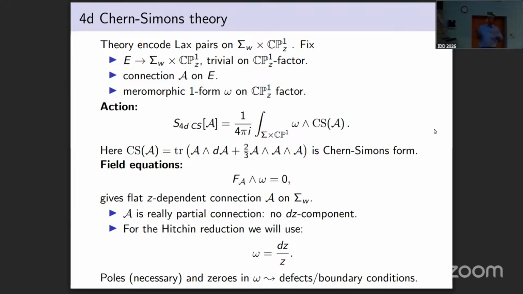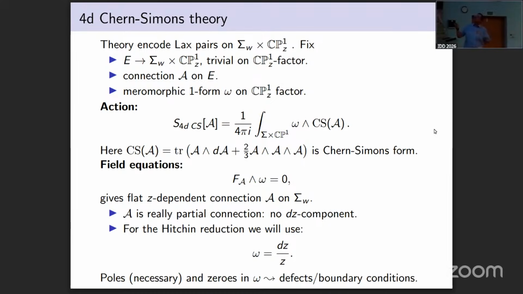So here then, if we think of the Lax pair as this calligraphic A connection on a bundle E over this 4-dimensional space, then it's clear that this Chern-Simons action will deliver that integrability. And so you get the field equations F wedge omega equals 0, and we'll get a flat Z-dependent connection on the Riemann sphere.